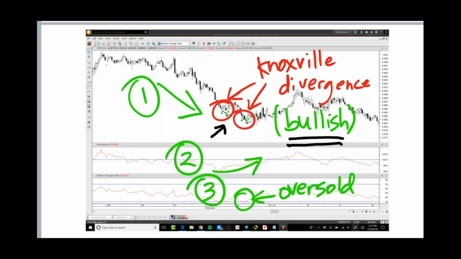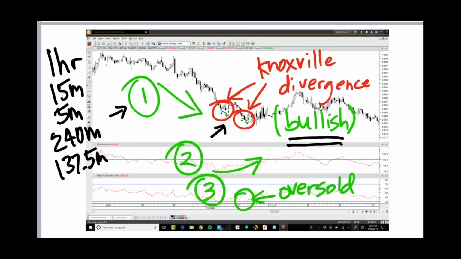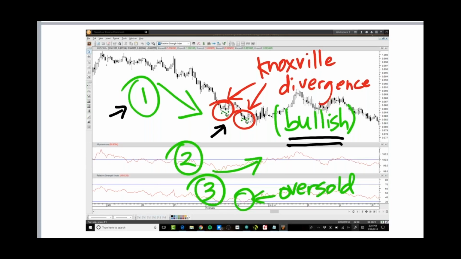or coded this up, what we see is price falling. That's number one. Price is dropping. That's obvious. Now, it might be a long-term upward trend, but on this time frame chart, whether it's the 1 hour, 15-minute, 5-minute, 240-minute, the 137.5-minute chart, whatever, I don't care. Regardless of that, price is falling. Maybe the uptrend is on a longer time frame chart, but on the short time frame chart, we're dropping.